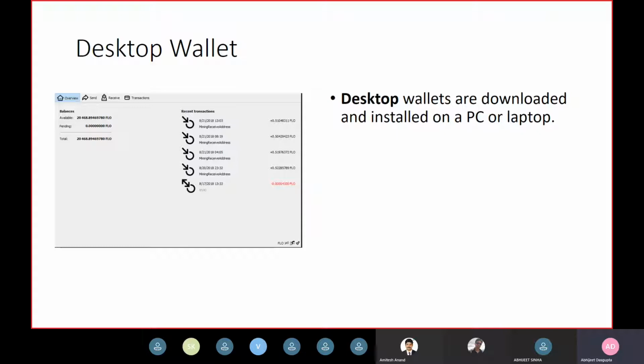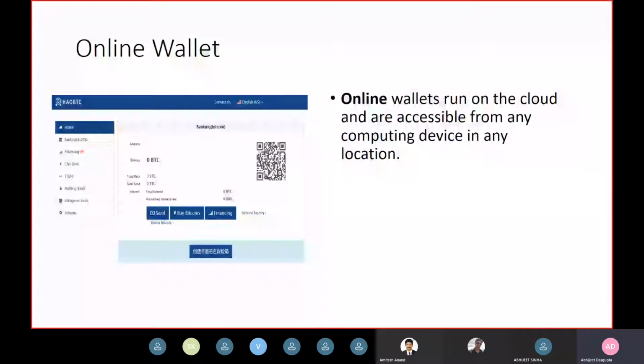A second type of wallet that we see here is an online wallet. Online wallets can also be known as web wallets, which run on the cloud and are accessible from any computing device in any location in the world. While they are very convenient to access and use, online wallets store your private key online on their servers, and they are controlled by third parties, which makes them more vulnerable to hacking attacks.